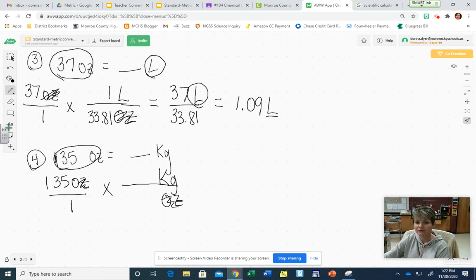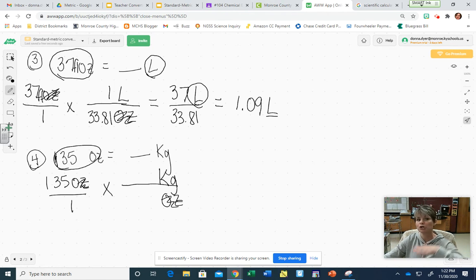Now I'm ready for numbers. Now that I have it set up so that my units cancel, I'm ready for numbers. I need to find a conversion factor that has both kilograms and ounces. You guys, there's two different kinds of ounces. There's fluid ounces and there's weight ounces. So this was fluid ounces. This is not fluid ounces. How do I know that? Because I have kilograms here. I know kilograms is a weight.